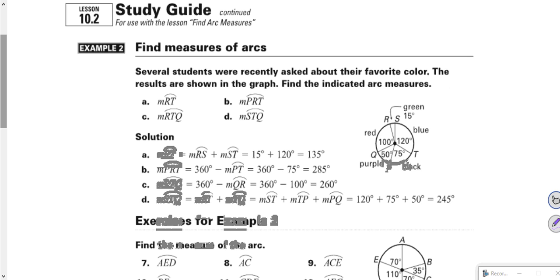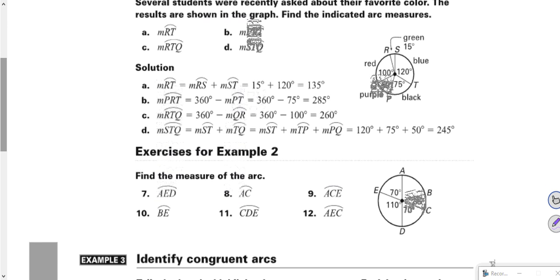Yeah, you can look through that example too. I'm not going to take time. It's going into the angle addition postulate. Again, if you're adding different segments, different central angles to get a whole, you add them together. I don't know that we necessarily need to go through that. We're going to do some examples on exercises 7 through 12.